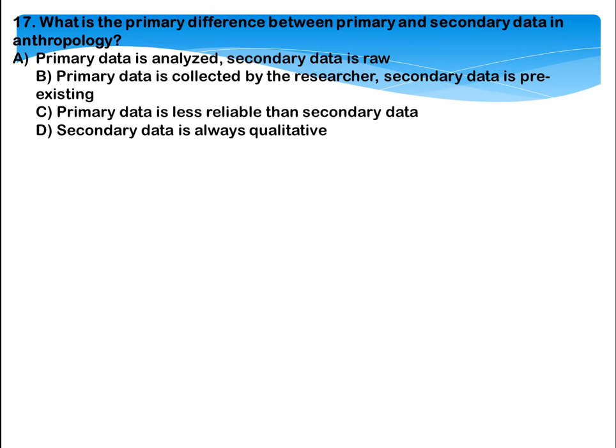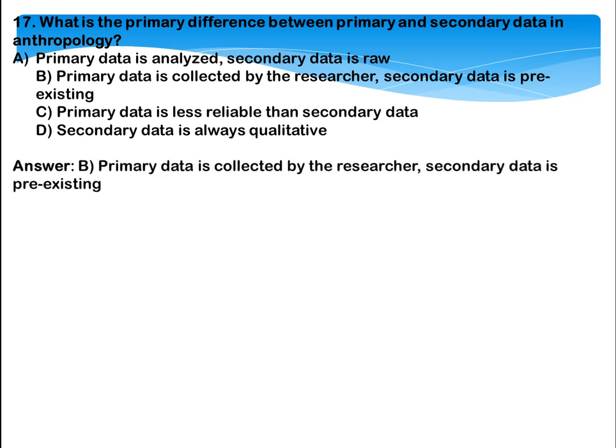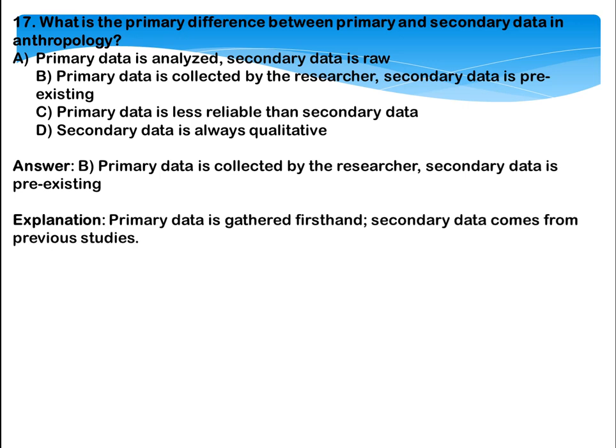17. What is the primary difference between primary and secondary data in anthropology? A. Primary data is analyzed, secondary data is raw. B. Primary data is collected by the researcher, secondary data is pre-existing. C. Primary data is less reliable than secondary data. D. Secondary data is always qualitative. Answer: B. Primary data is collected by the researcher, secondary data is pre-existing. Explanation: Primary data is gathered firsthand, secondary data comes from previous studies.